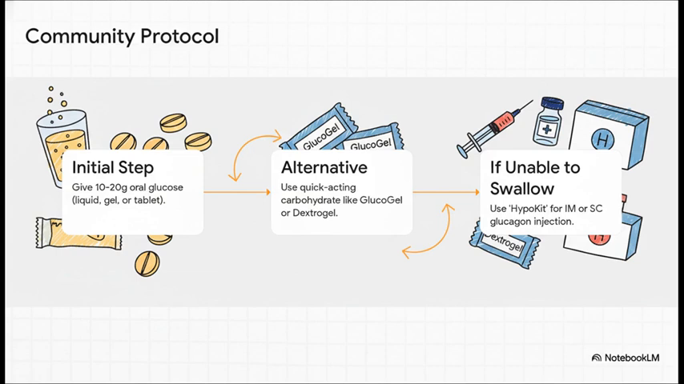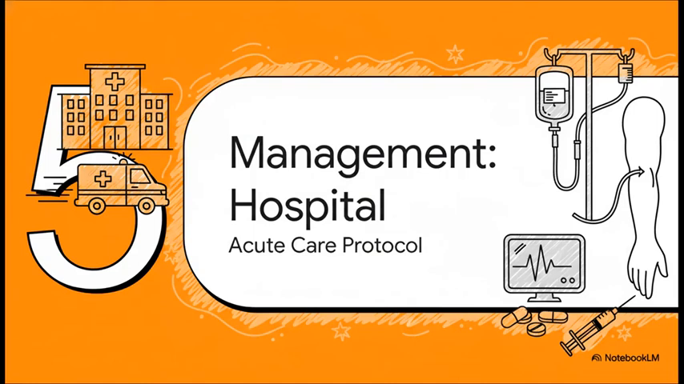Now, for more severe episodes where the patient can't take anything by mouth, a family member or a caregiver can administer an intramuscular or subcutaneous glucagon injection from something called a hypo kit. All right, now let's bring the patient into the hospital.